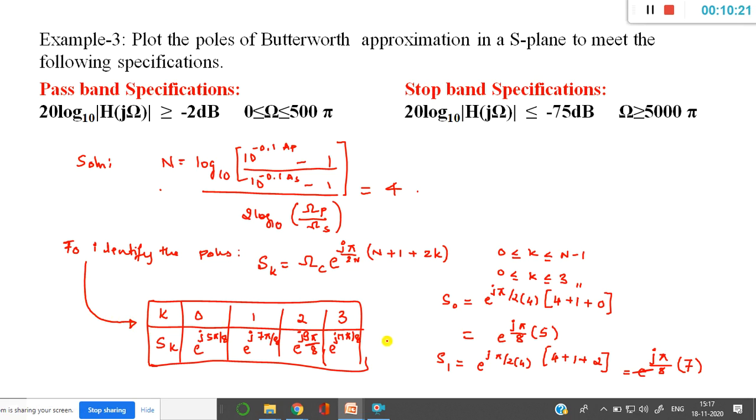Now this is the identification of poles, right? I need to plot this on the S plane. When I say S plane, I need to map e to the power of j theta, right? How do you map e to the power of j theta? Theta is nothing but an angle that is going to be represented either in terms of degrees or in terms of radians, right? So here 7 pi by 8, 9 pi by 8, and 11 pi by 8 are all in terms of radians. So you need to understand where actually the pole exists.